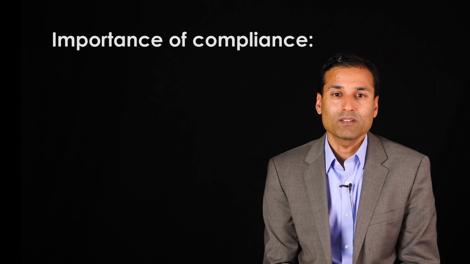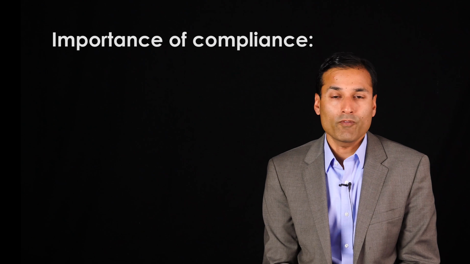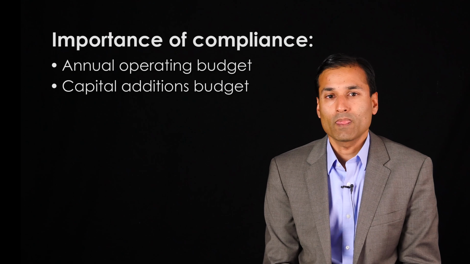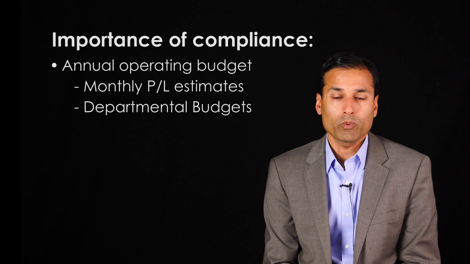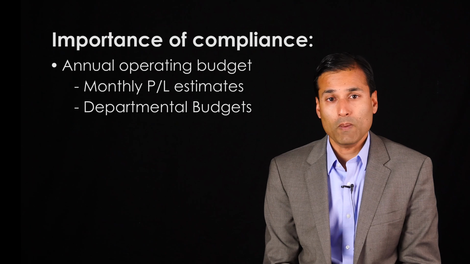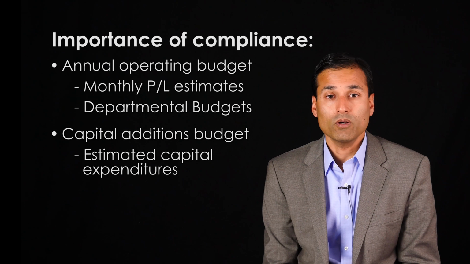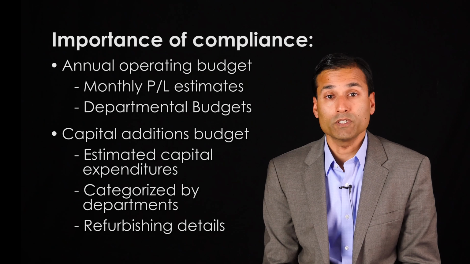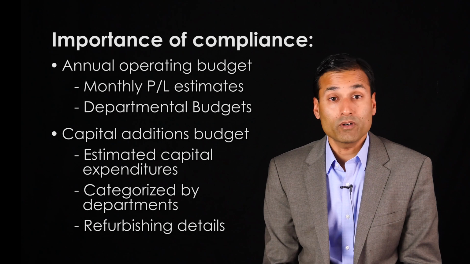Typically, the most important portions of a hotel management agreement are the provisions that deal with an annual operating budget and a capital additions budget. In the annual operating budget, there will be monthly P&L estimates and departmental budgets with which the hotel manager needs to comply. And there'll be capital additions budgets that provide estimated capital expenditures for the year, categorized by departments, and providing refurbishing details on replacing furniture, fixtures, and equipment. It is important to get the hotel owner's consent if you're going to exceed those budgets.